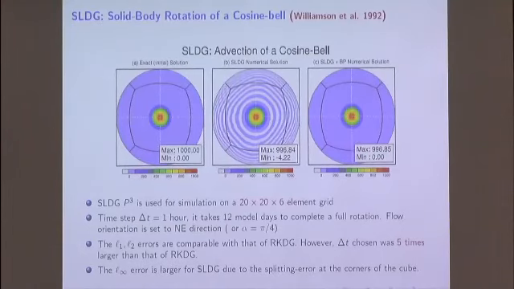Here I use a time step of 1 hour, and the L1 and L2 errors are comparable with the DG solution at the same resolution, but delta T is 5 times larger than for RKDG. However, the L infinity error is larger for SLDG due to the splitting error, which I can show in the next slide.